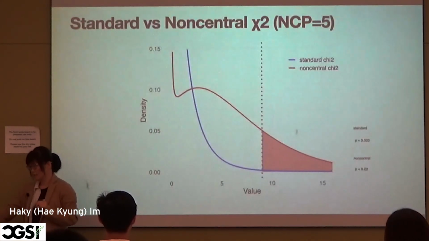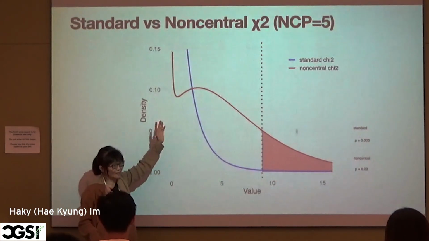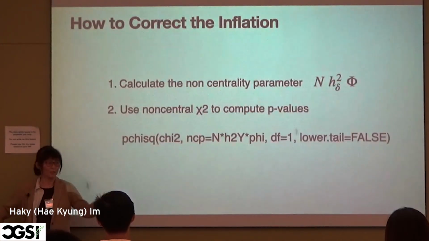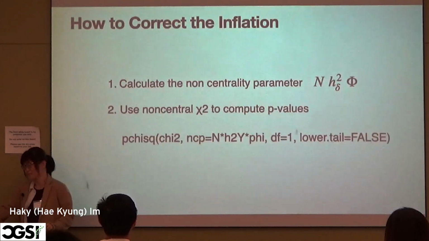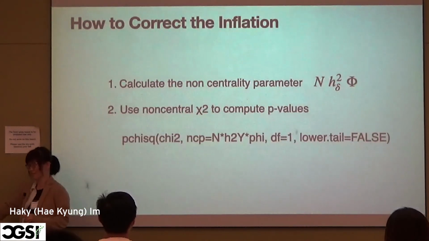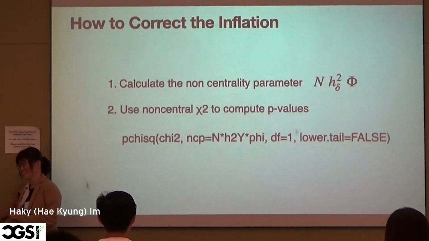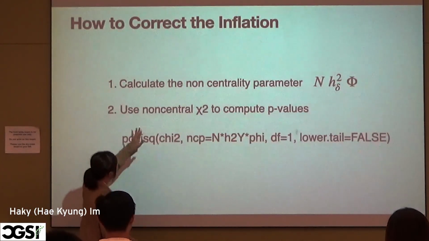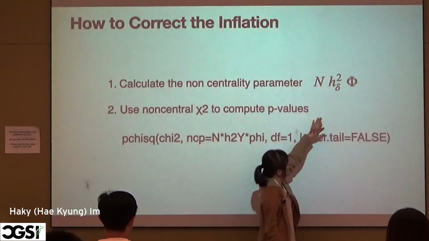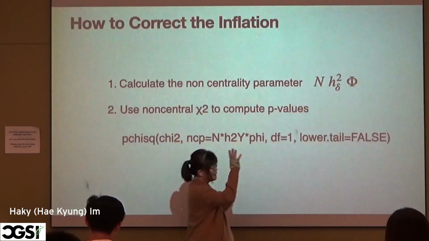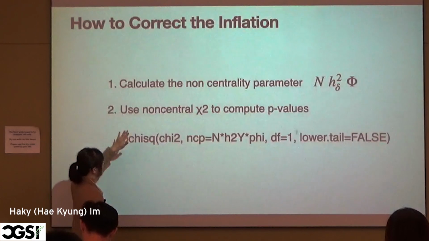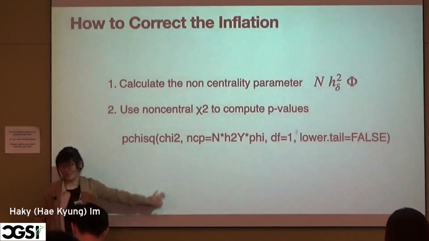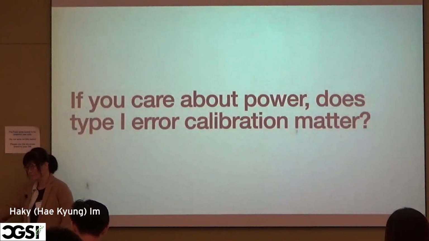So how do we correct for this inflation? Use the right distribution instead of the wrong one, so the red instead of the blue. Under this, we can estimate the non-centrality parameter phi. That phi is the slope of that thing that I showed you. And then you use the non-central chi-square, which in R would be this formula here. That's it.